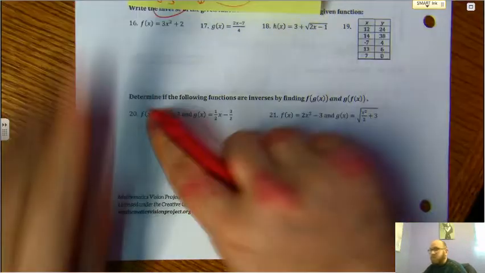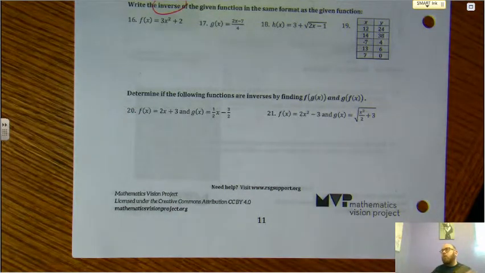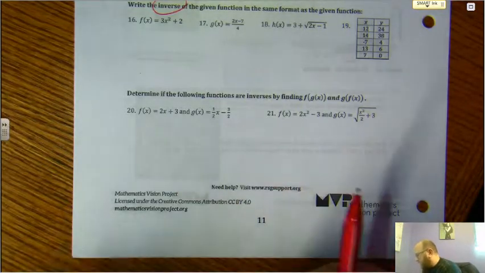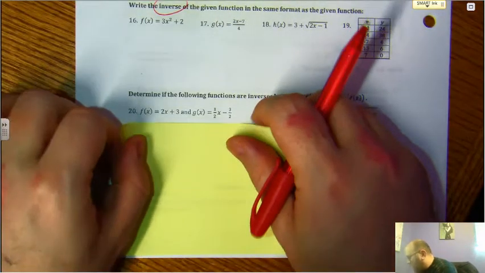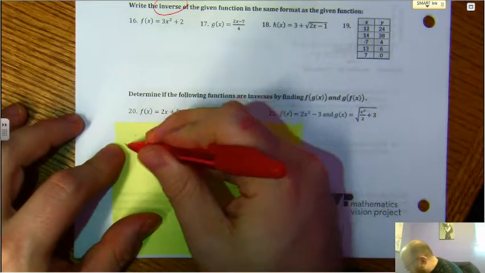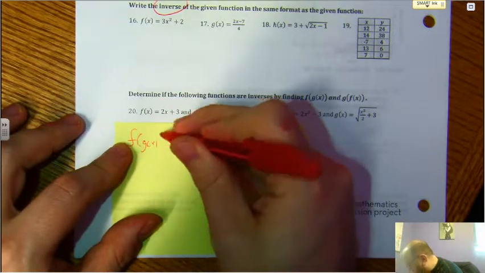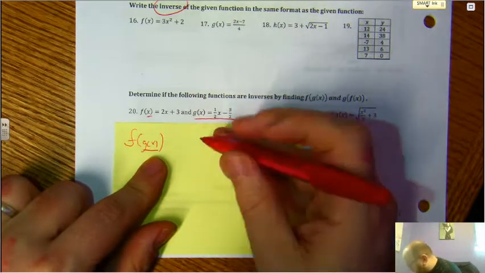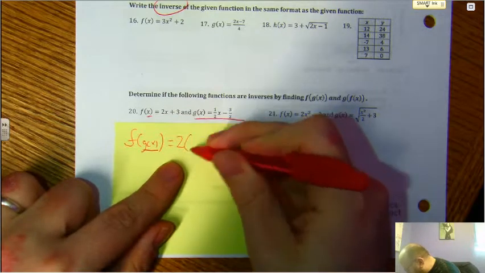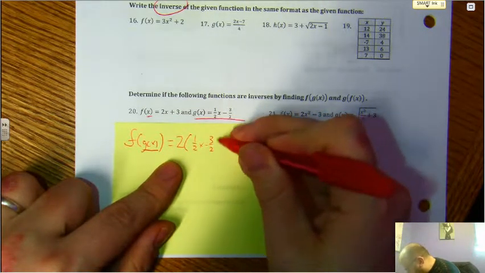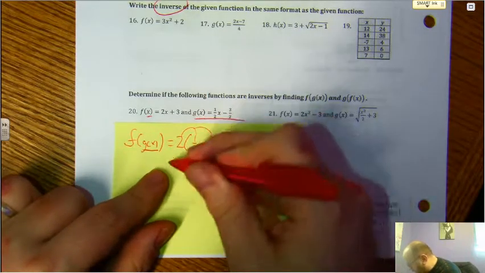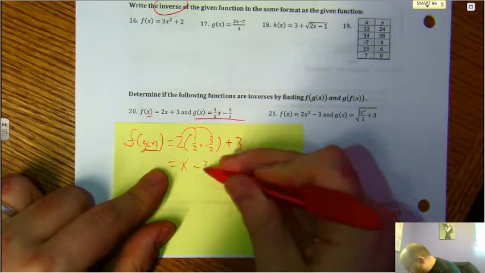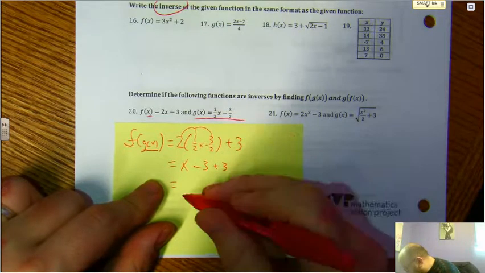For number 20 here, it wants us to plug one function into the other. It says determine if the following functions are inverses by plugging in f of g of x and g of f of x. So we can figure out if they're inverses by plugging them into each other. I'm going to do f of g of x here. Instead of x, I'm going to write what g of x is. So this is going to be 2 times (1/2 x minus 3/2) plus 3. Distribute. That's going to be x minus 3 plus 3. That's going to equal x.